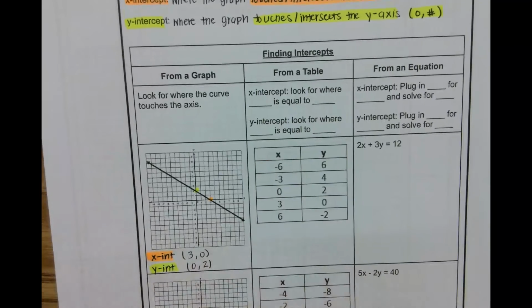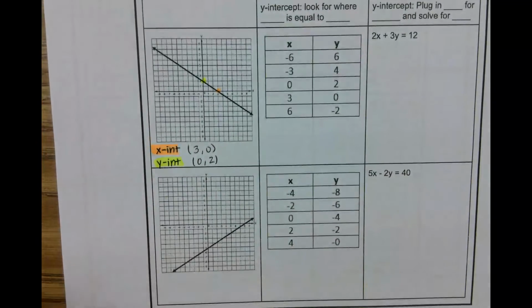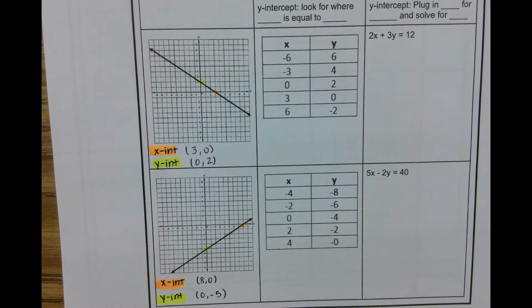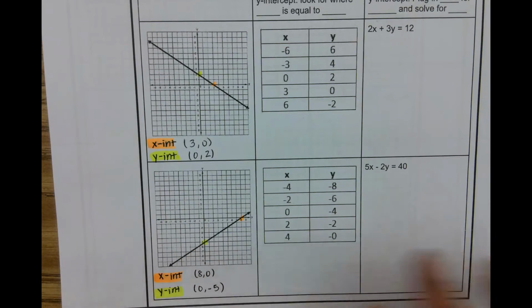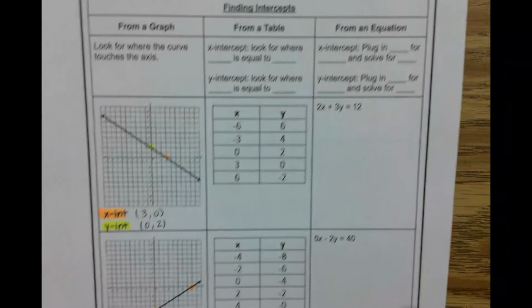And so I'm going to have you try the next one. Where is the x and the y intercept? Okay, so the x-intercept is here at 8, comma, 0, and the y-intercept is here at 0, comma, negative 5. Okay, so that's how we find it from a graph.